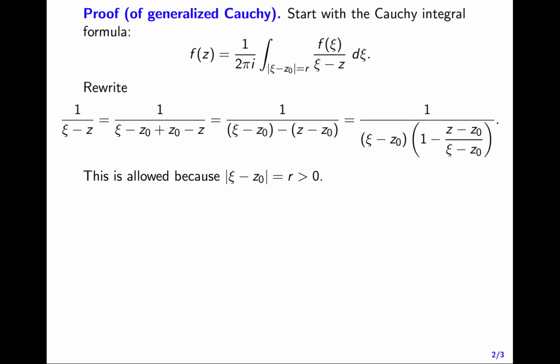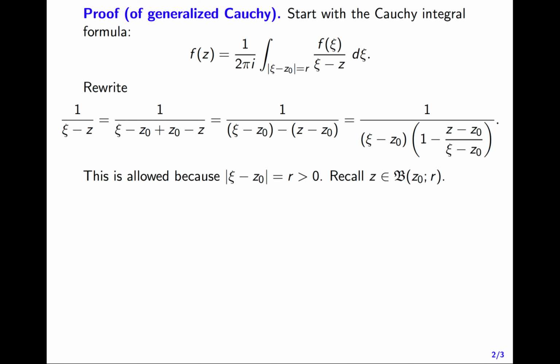Okay? Now, why can we do this? I'm allowed to divide by ζ minus z0 here. Is that okay? Well, yes, because ζ is my variable of integration, and I'm assuming that ζ lies on the circle centered at z0 of radius r. That is, the modulus of ζ minus z0 is r, which is positive, so ζ minus z0 is definitely not 0.